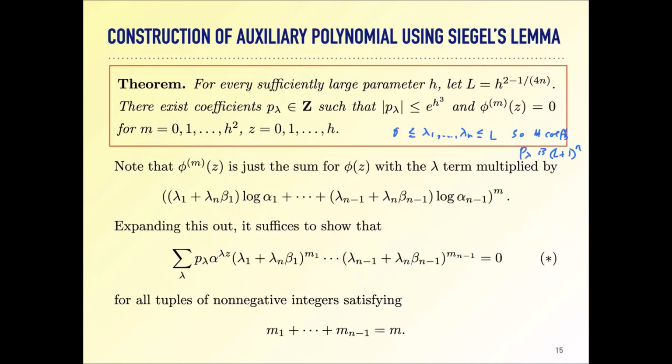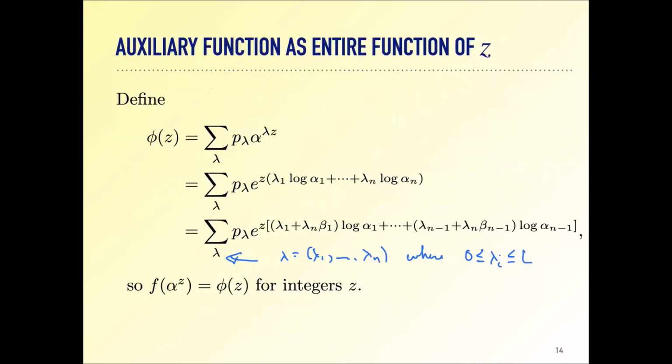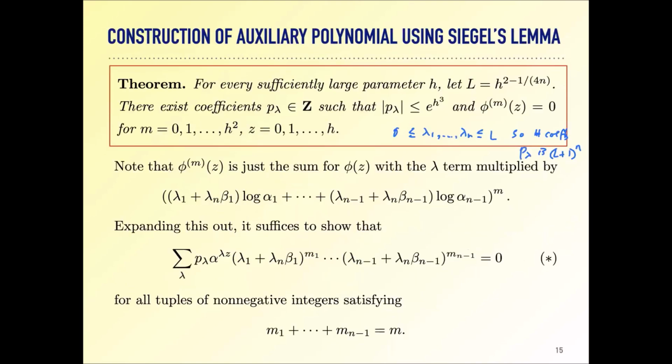Okay, so what is the mth derivative of phi? Well, let's go back to phi. So how do you take the derivative? This is just the derivative with respect to z. You know how to take the derivative of e to the z times something: you bring the something down. So we're just going to bring this down m times. So the mth derivative of phi of z is the same thing as phi of z, except that the exponent is coming down m times, with the lambda term multiplied by this thing, m times.